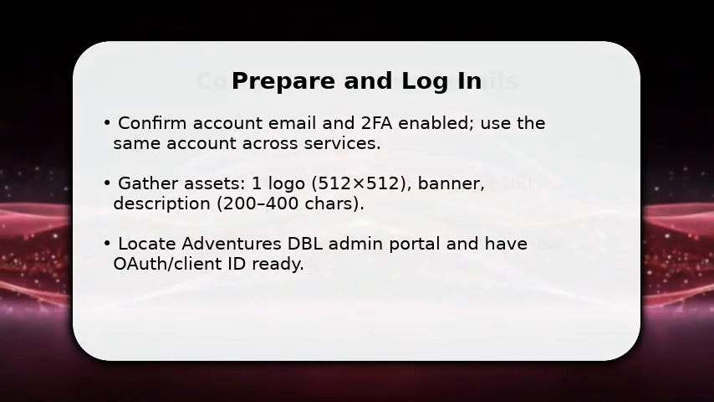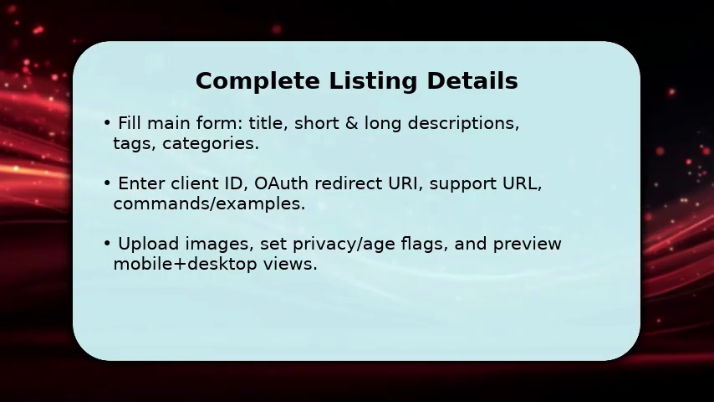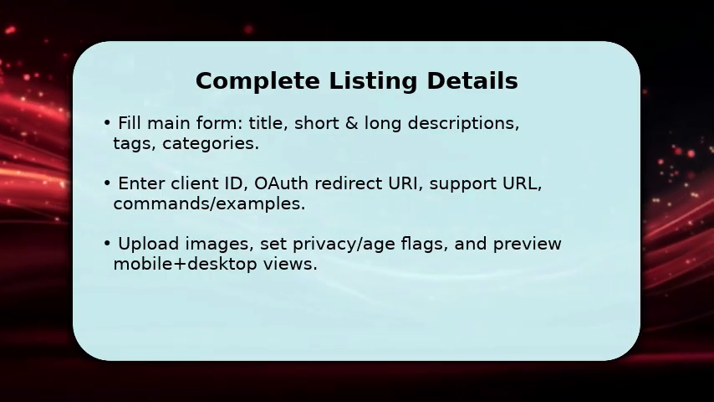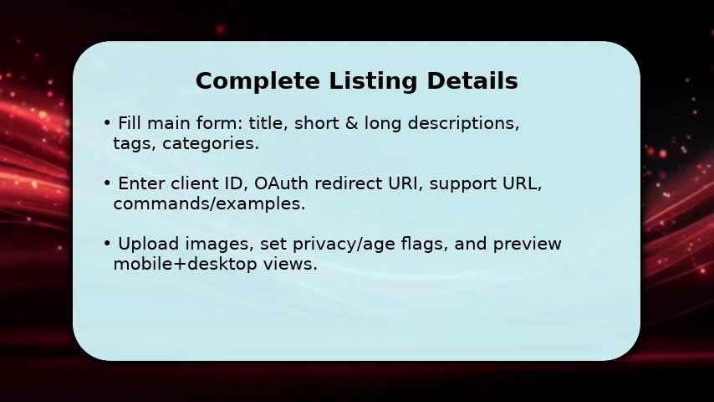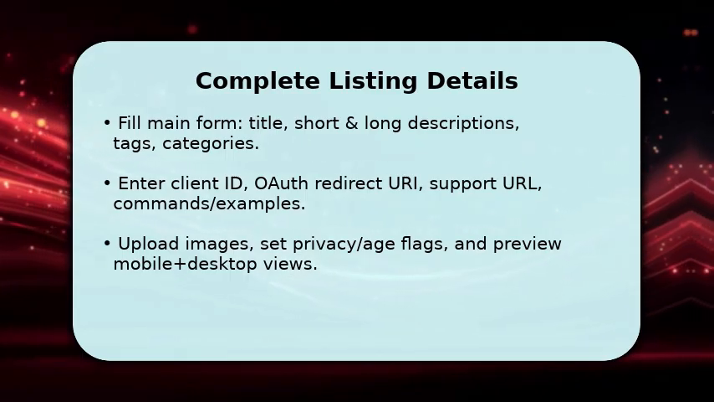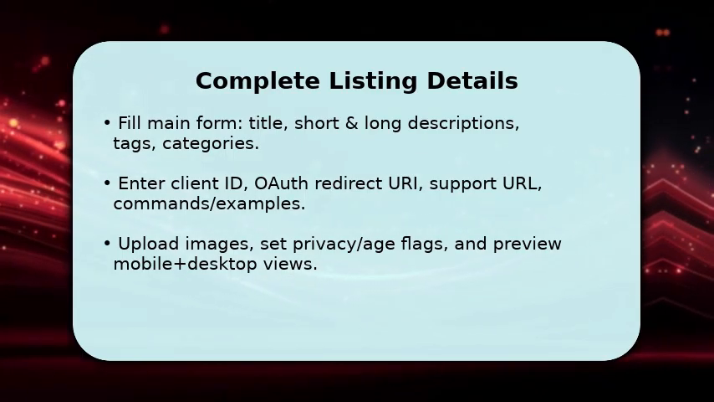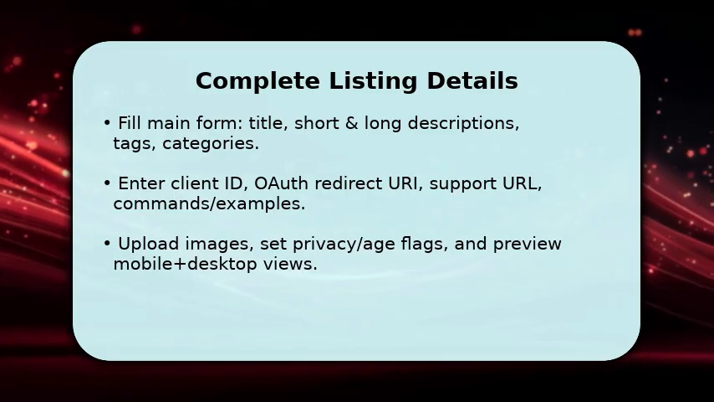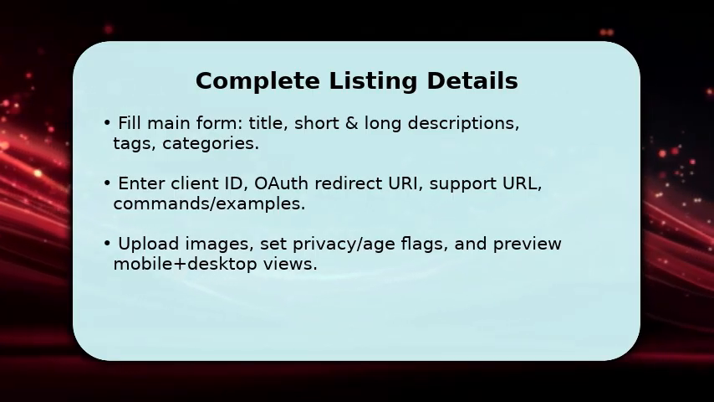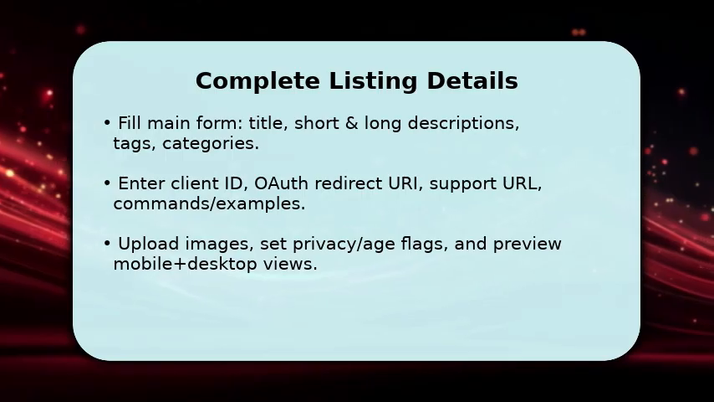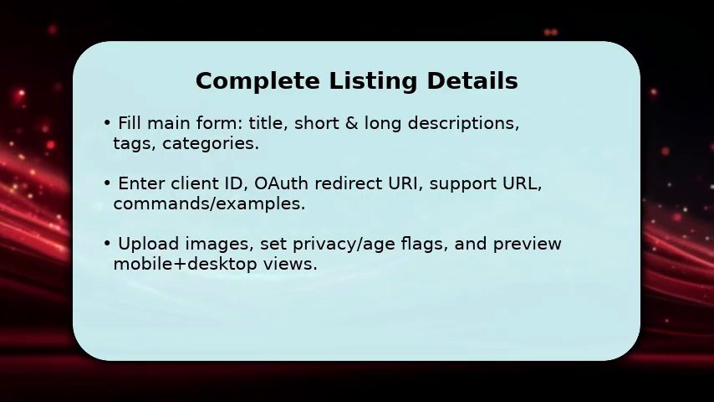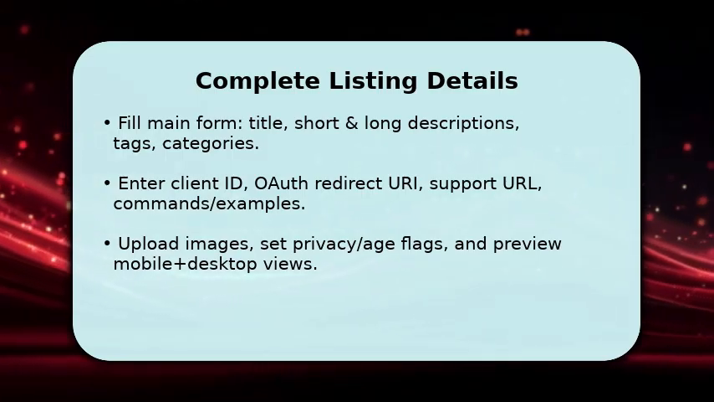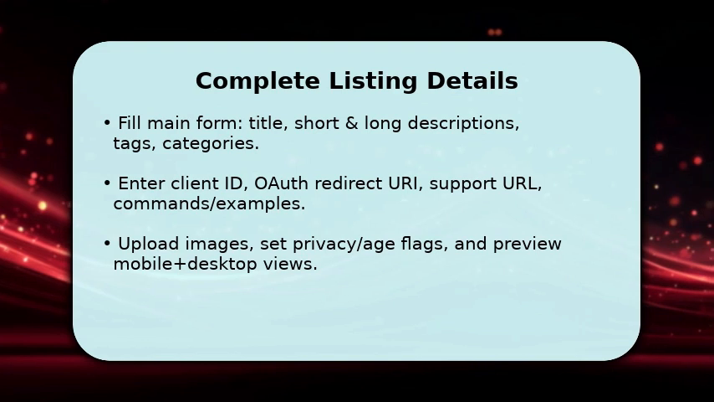Fill the main listing form with precise title, short and long descriptions, and choose accurate tags and categories so users find you. Then add technical fields, client ID, OAuth redirect URI, support URL, and at least 2 command examples that show core functionality. Upload your logo and banner, set privacy and age flags if required, and use the preview to check mobile and desktop layouts.